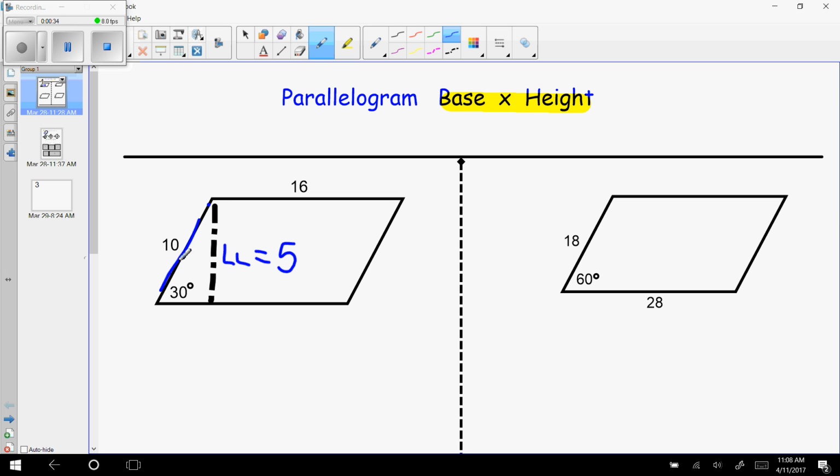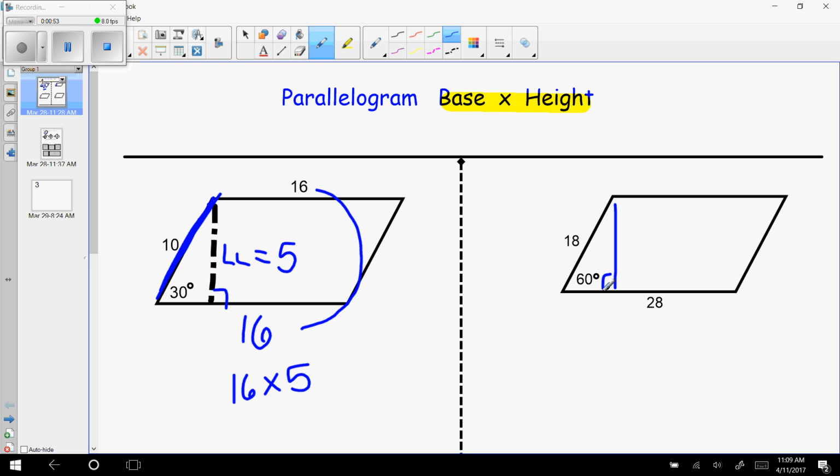This is never the height. That's not a straight up and down. Heights have right angles. So all we do is we can move this 16 down, and you have 16 times 5, base times height.